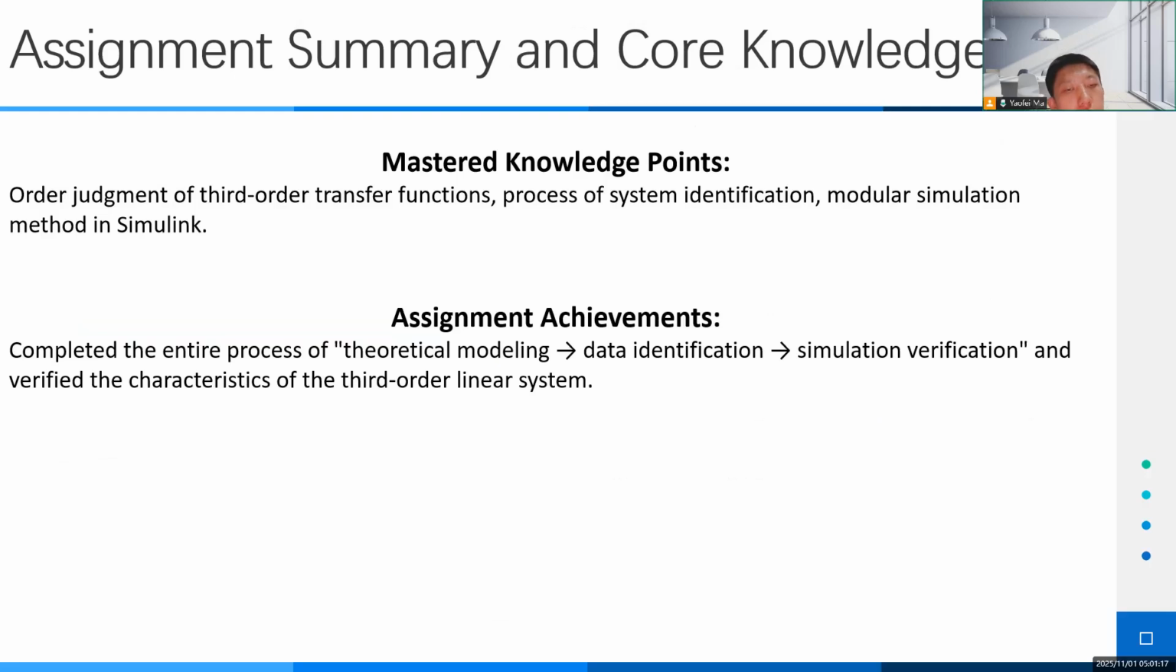Assessment achievements. I completed the entire flow, starting with the model, then doing data collection and system identification, and finally verifying everything with simulation. Through this, I successfully checked the characteristics of the third-order linear system, like its response to a sine input and the effect of these poles.